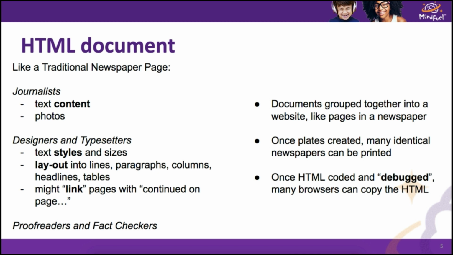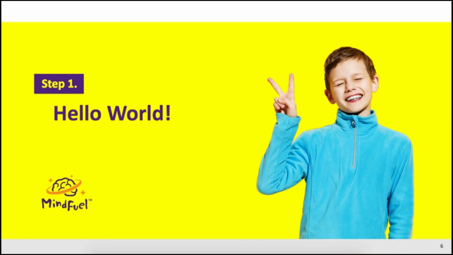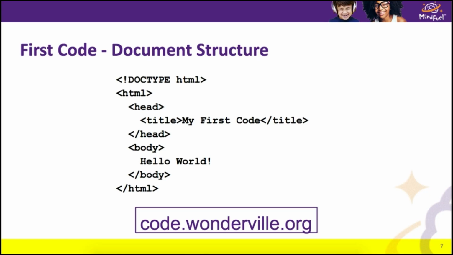Unlike a physical newspaper, a browser can make some changes, magnification or adjustments for screen size and shape, for example, but the content is static and will not change until we add JavaScript later on. So now let's dig into how and where to start coding in HTML. Let's look at a simple HTML document.